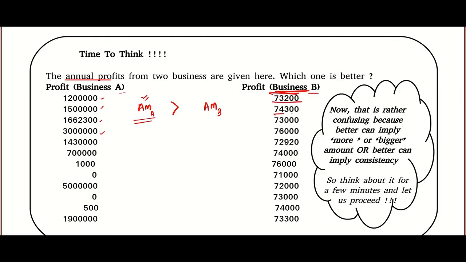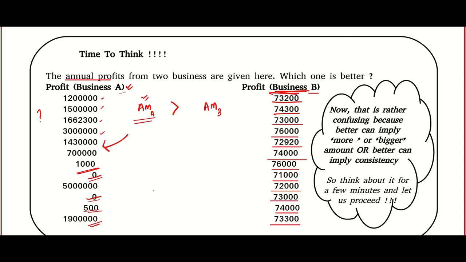Because the second data seems so uniform. You're able to earn in a very consistent manner, and many people love that consistency. Of course, there are many people who love to take risk. They will always point towards business A. Because look at this, it's like 12 lakh, 15 lakh, and suddenly nothing, and again it shoots above. So basically there is a huge risk factor, and it means there is lack of consistency.